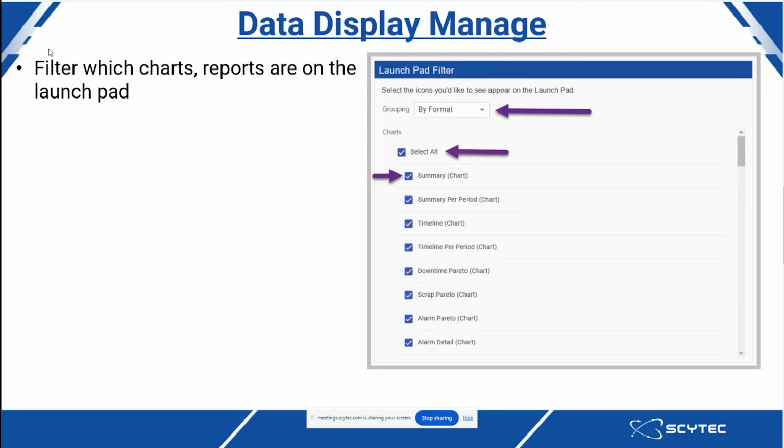So one of the new things that you're going to be able to do inside of the management section for data display is filter which charts and reports are on your launchpad. As I said, you can filter those out by their format or by their grouping, and you can either select all of them or select individual charts and reports that you want to see on your data display launchpad.